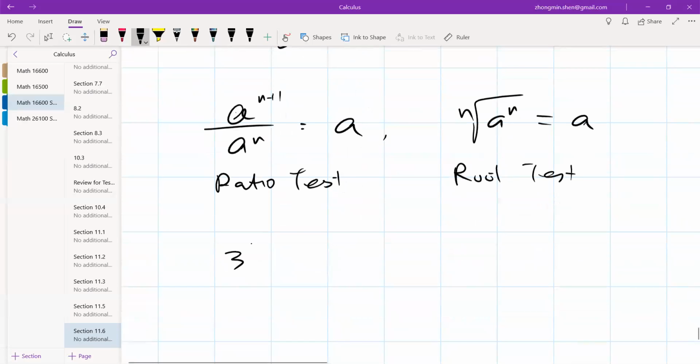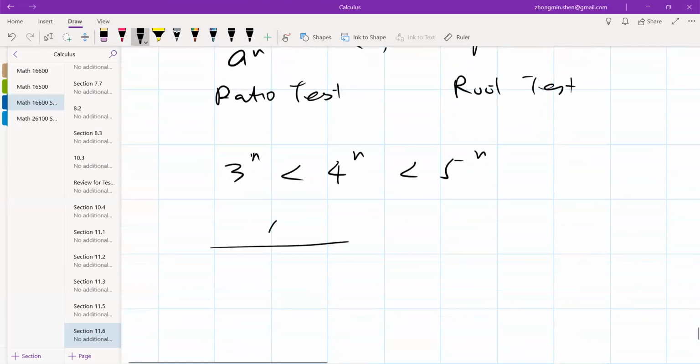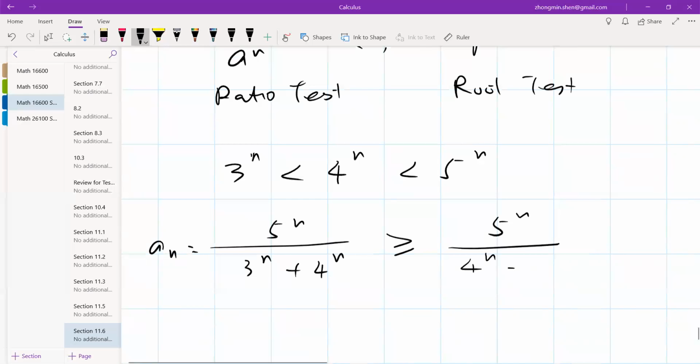But everybody knows that this is true, right? Everybody knows that. So I think this is going to be divergent. Divergent means I really need to find a lower bound that pushes to infinity, right? I keep the 5 to the n in the numerator, and I want to make the ratio smaller. So I have to make the denominator larger. I have to replace 3 to the n by 4 to the n. How about like that?